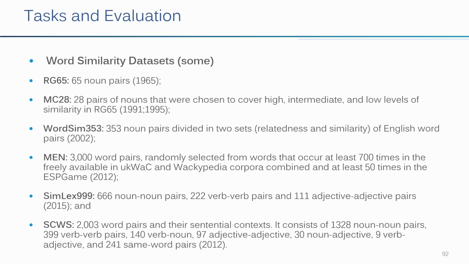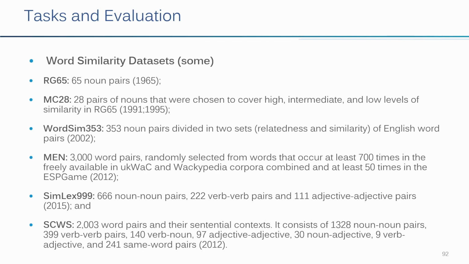Of course, this is not an extensive list. Most of the datasets are just with word pairs. So we have RG65 with 65 noun pairs. MC28 is a subset of the first one. We have WordSim353, which was really, really popular. It's a concatenation of two different and overlapping datasets in which you are working with relatedness and similarity. They do have their own definition of that.